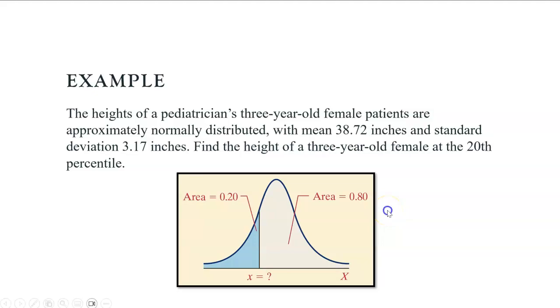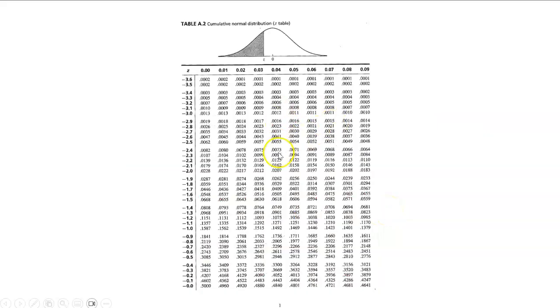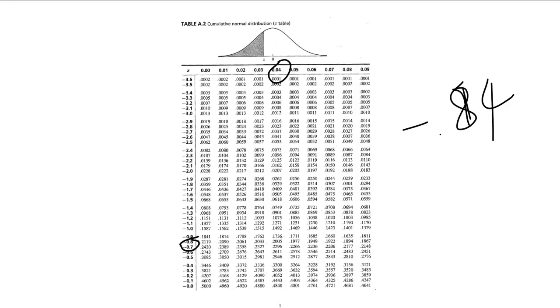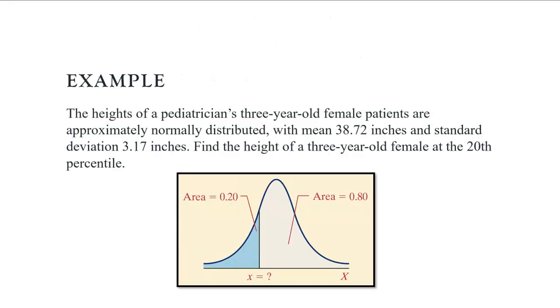For this problem, we have to look at the z-chart and find where the probability is 0.20. I want the value closest to 0.20 as possible, which is this value right here. If I go to the left, it gives me negative 0.8, and if I go up, it gives me 0.04. So negative 0.8 and 0.04 gives me negative 0.84. So negative 0.84 is my z value.